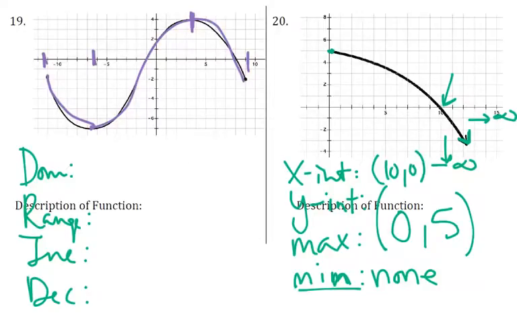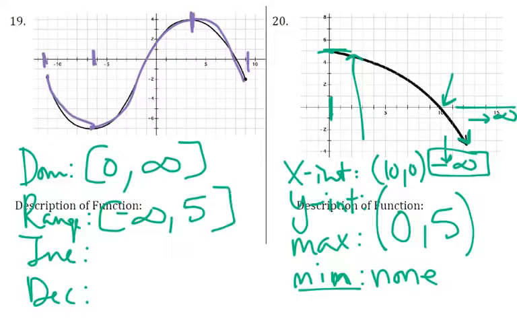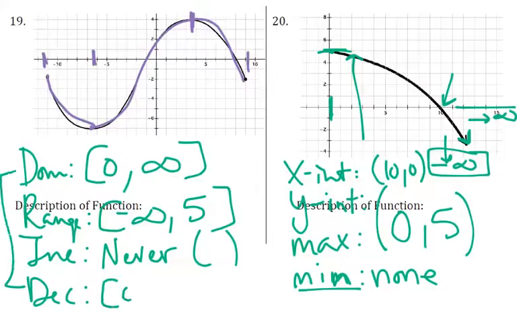Our domain, we start at 0 and we keep going to the right to infinity. Our range, since we kept going down, we start at -infinity and go up until we get to 5. Now this is never increasing, so I could put the empty set there. So it's always decreasing, so our decreasing and domain are going to be the same. And there's our features of functions for that one.